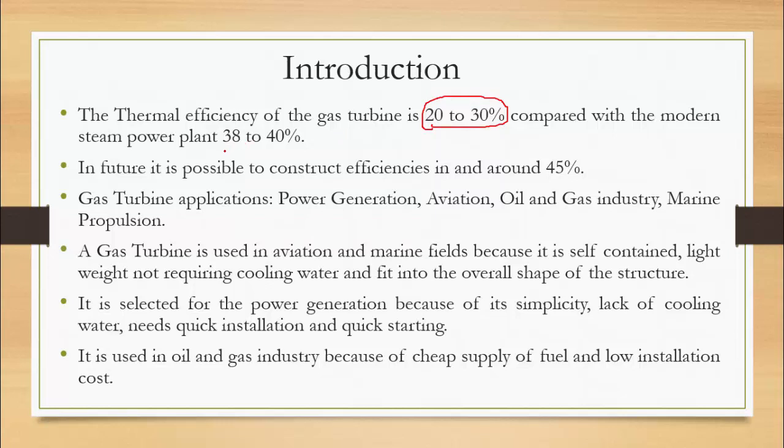The modern steam power plant has 38 to 40% efficiency, and a steam power plant will usually have more than 30% efficiency during the initial periods, right? So it is our responsibility, that is the engineers' responsibility, to make the gas turbine efficiency around 45 or 50. If you make this efficiency higher than the steam power plant, this gas turbine can be applied in small power requirement applications, right?